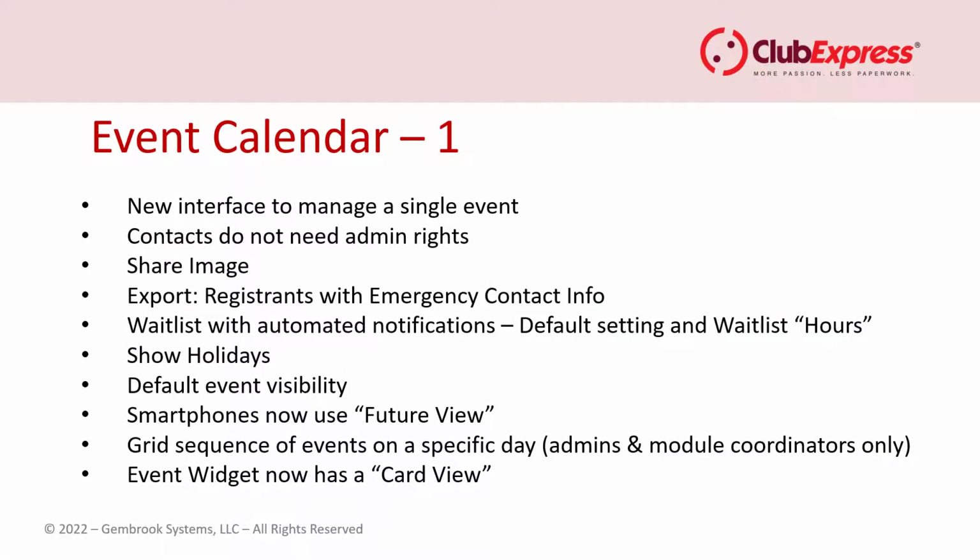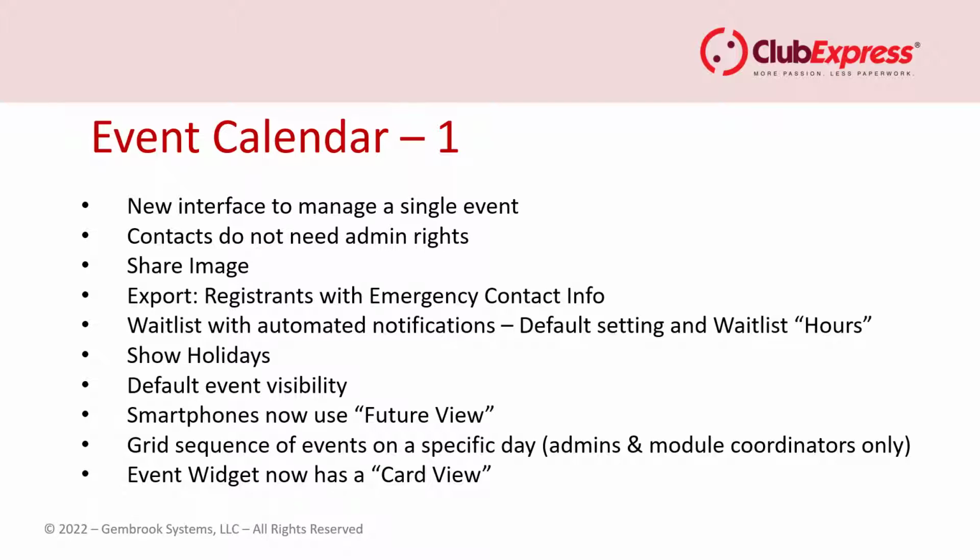There is a new export, which I won't show you. It's on the standard export screen. Registrants with emergency contact info. So, if you're a chamber of commerce, you probably won't use that one. But if you're a mountain biking club or an extreme sailing club, for example, you probably would use that one.